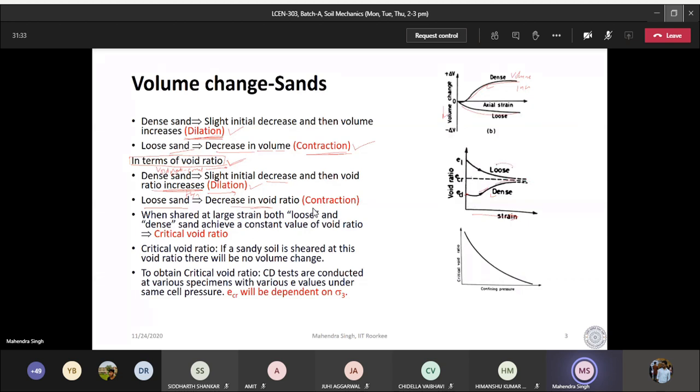If it is a loose soil, then initially the void ratio is high, but as you go on shearing it, the volume decreases and the void ratio decreases. So this value is a very important value here. This is called the critical void ratio. So you should also know this concept of critical void ratio.